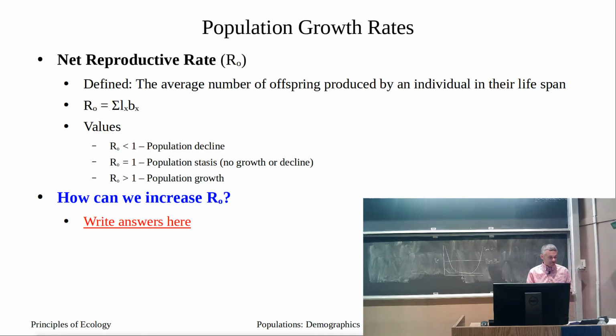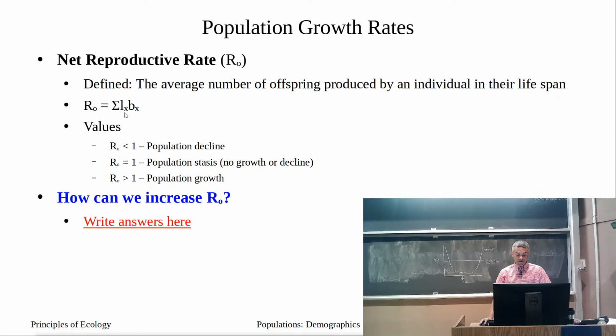What are some things that we can do? How would removal of predators affect our net reproductive rate? Decrease our mortality rate and thus increase our... what other is there? Mortality and survivorship. Survivorship. So it goes back to R naught.